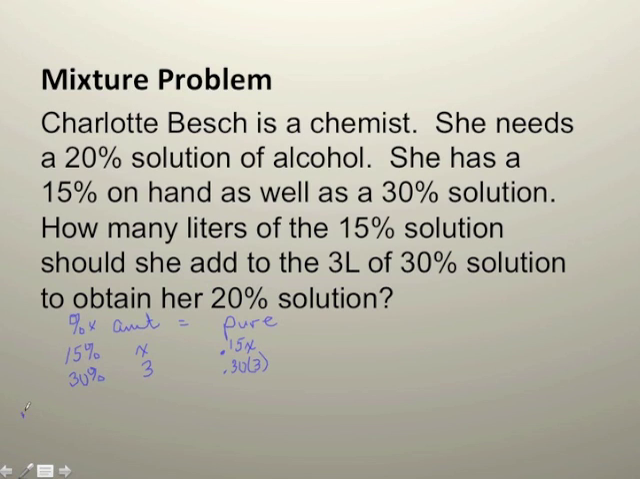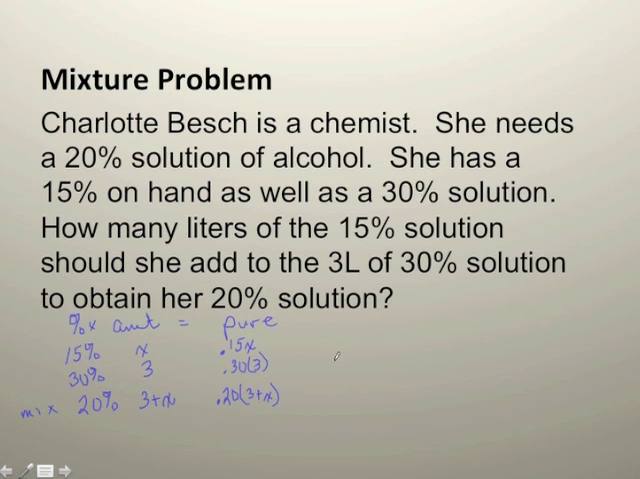Now, this last in the bottom row is the mix. She ends up with a 20% solution. Well, how much of that does she have? She has the 3 liters of 30% she started with, plus whatever she added of the 15%. So she has 3 plus x. And how much is pure? It will be 0.20 times 3 plus x.